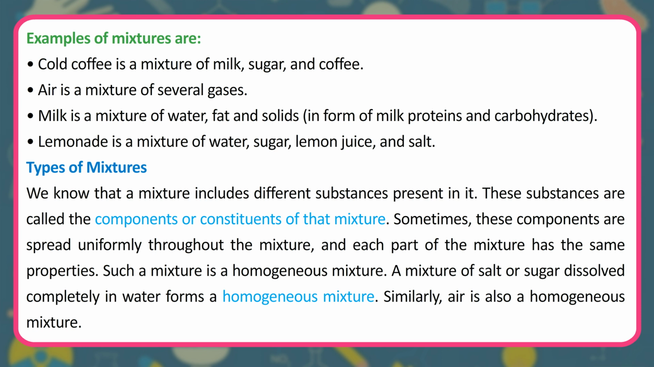Types of mixtures. We know that a mixture includes different substances present in it. These substances are called the components or constituents of that mixture. Sometimes, these components are spread uniformly throughout the mixture, and each part of the mixture has the same properties. Such a mixture is a homogeneous mixture. A mixture of salt or sugar dissolved completely in water forms a homogeneous mixture. Similarly, air is also a homogeneous mixture.